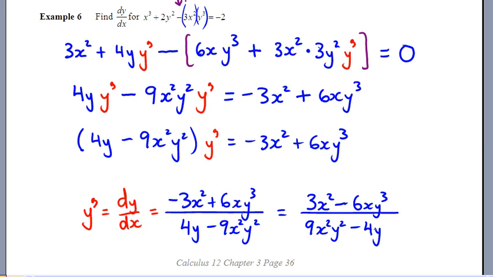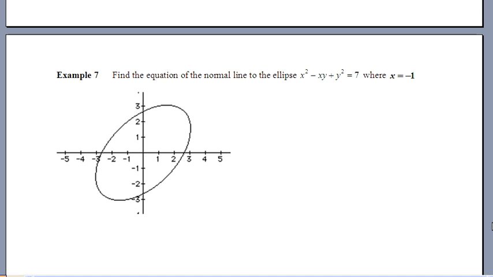Okay, just a couple more to do. This next one is a little long. It's going to take the full page, so be careful with how much you write, or how big you write. Now we're going to find the equation of normal lines. Oh, be careful with them. Normal lines are perpendicular lines, right? To the ellipse at the place where x is equal to -1.